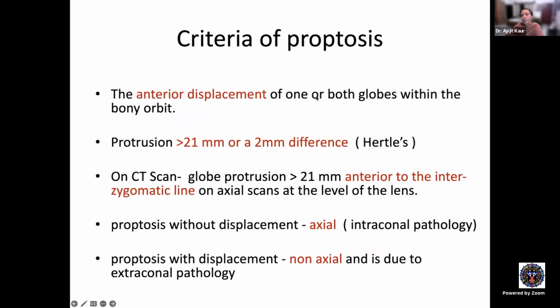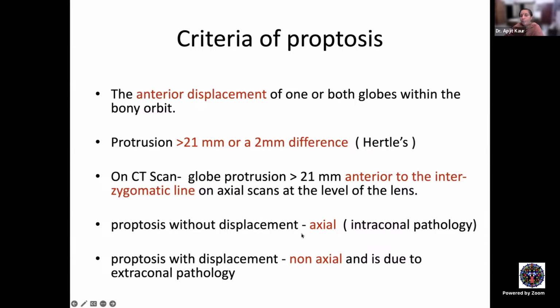So what are the criteria for proptosis? The anterior displacement of one or both globes within the bony orbit. Protrusion has to be more than 21 millimeters, or there has to be a difference of 2 millimeters on Hertel. On CT scan, the globe protrusion of more than 21 millimeters anterior to the interzygomatic line on the axial scans at the level of the lens, and both the levels should be the same. If the section is tilted, one is going to appear larger, the other smaller.